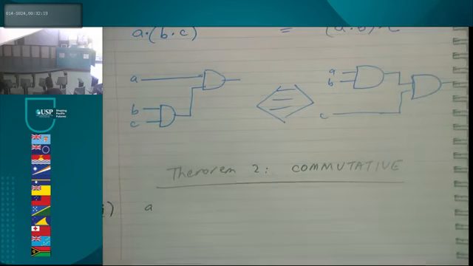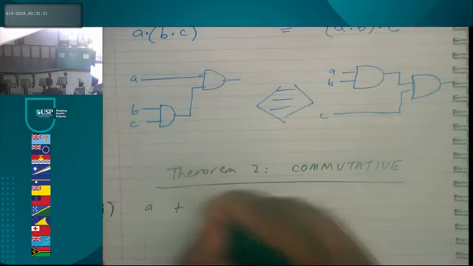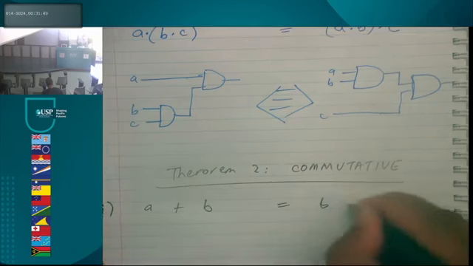Okay, the next theorem is the commutative theorem. Once again, that's something we remember from primary school. In primary school terms, commutative meant x plus y is the same as y plus x, right? Or x times y is the same as y times x. So over here, you have A or B is the same as B or A.